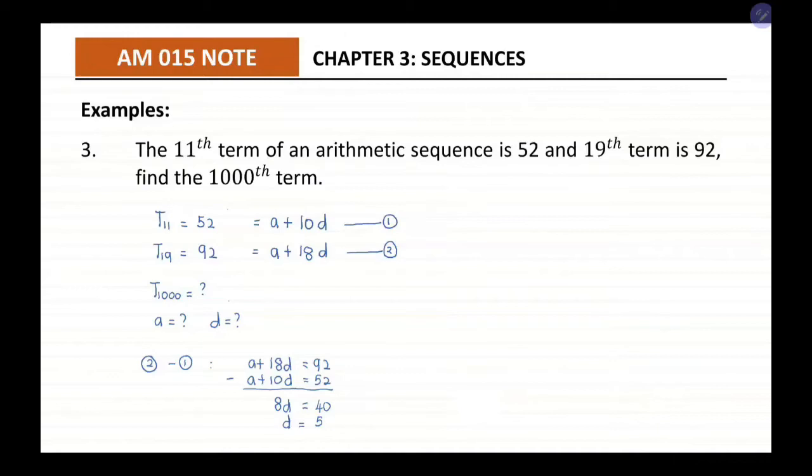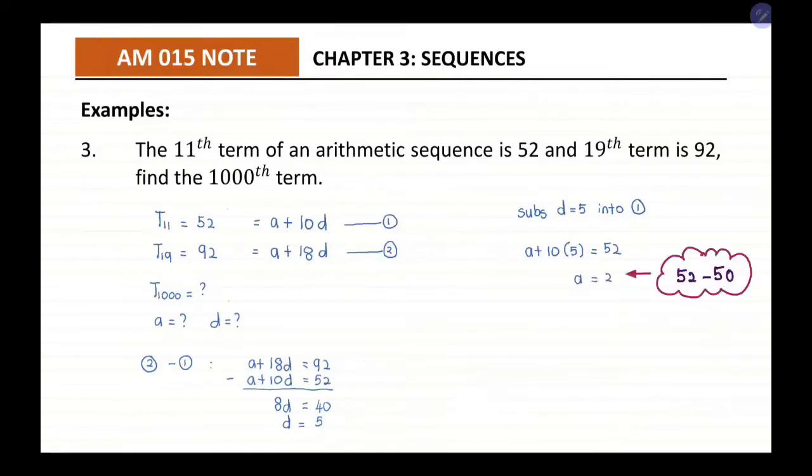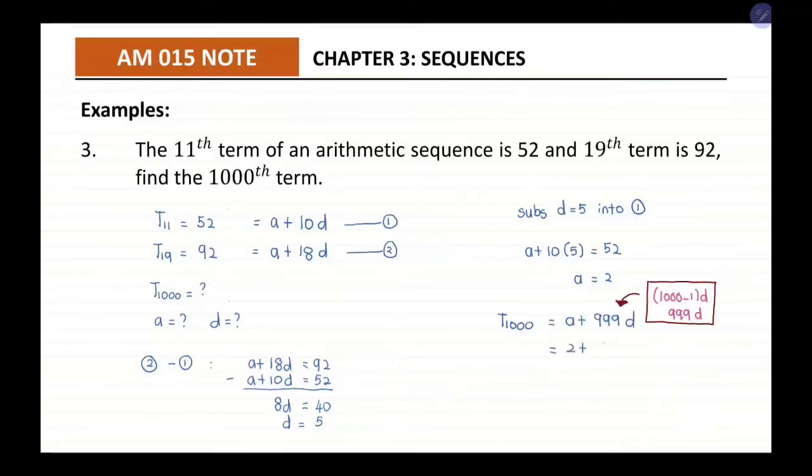Now we find a. We substitute d = 5 into equation 1. So a + 10 times 5 = 52. Then we solve for a: 52 minus 50, so we get 2. Now we want to find T1000. T1000 is a + 999d. So our a is 2 and our d is 5. Then we calculate, and we get the answer 4997.